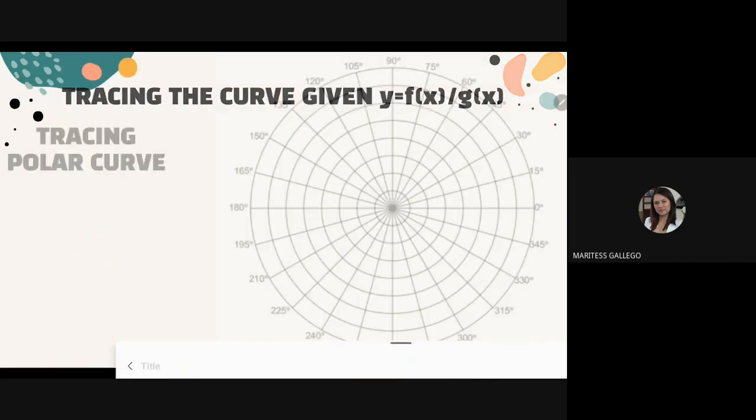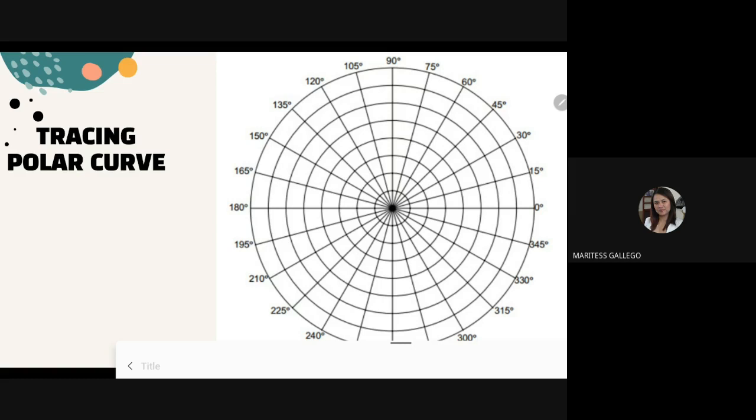The last one is what we call your tracing polar curve. Polar curve, actually substitution lang ang gagamitin nyo. Ang ginamit sa module nyo is interval of 15 degrees. Kaya 0, 15, 30, 45, ayan. So, ito yung gagamitin nyo. Meron din actually yung app niyan. Now, ito is 0. We label this as 1. Ayan. Ito is 2, 3, 4, 5, 6, 7. So, yan, 8.